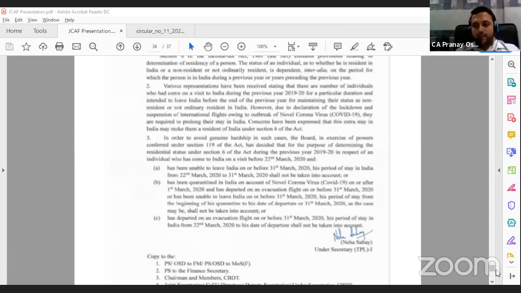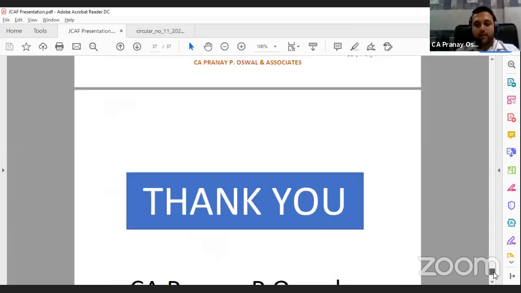So basically, this was the clarification lastly made by the government, and this was the latest clarification dated 8th May, which was made by the government.